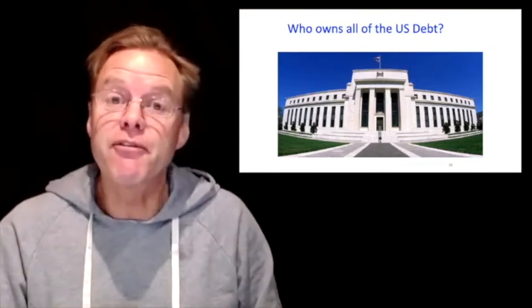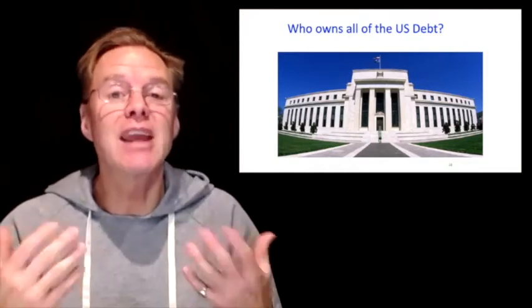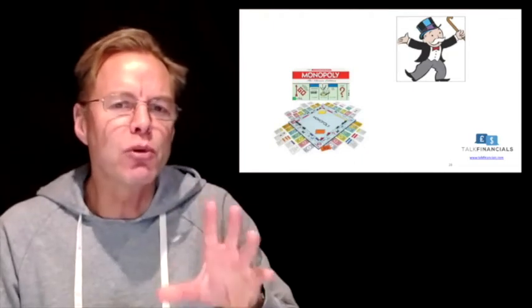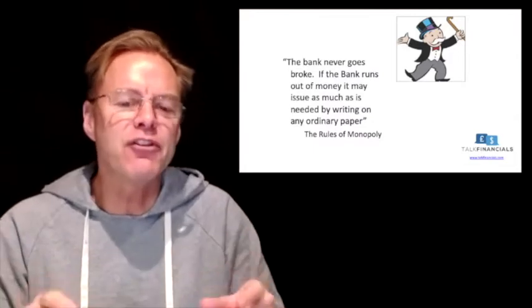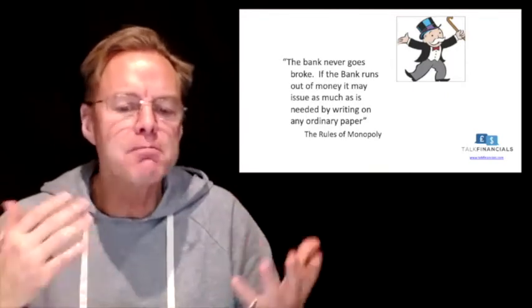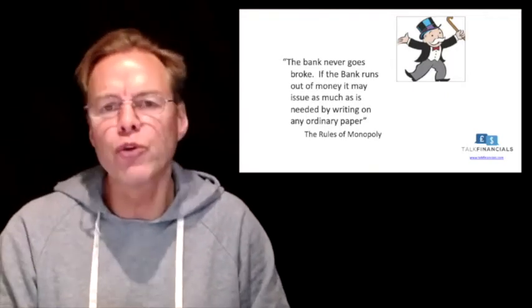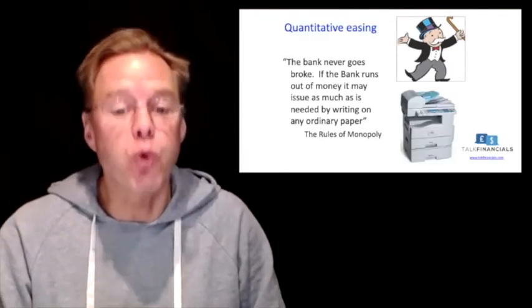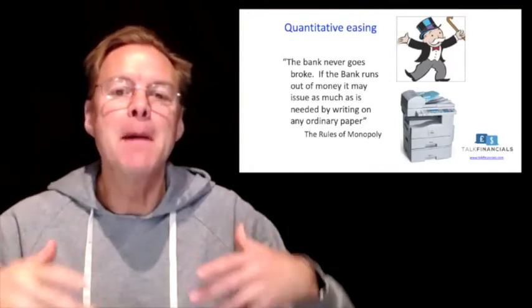The answer, funnily enough, will appear in the game of Monopoly. Now, Monopoly, invented in 1903, I believe, or 1933 by Lizzie Phillips to expose the iniquity of the capitalist system. But more importantly, the next time you play a game of Monopoly, get hold of the rule book. Because in the rule book, you will see a statement something like this. It says the bank never goes broke. If the bank runs out of money, it may issue as much as is needed by writing on any ordinary paper. That's from the rules of Monopoly, and that is another word for quantitative easing, effectively money printing.